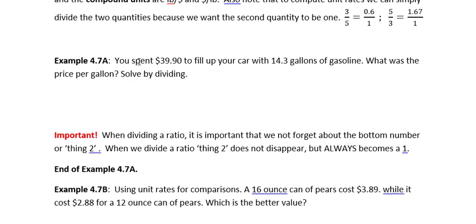So here's the one we're going to do. You spend $39.90 to fill up your car with 14.3 gallons of gas. You want to know the price per gallon. Now I'm going to set this up as a proportion. And you can do that too, but hit pause and set it up. I'll display it.